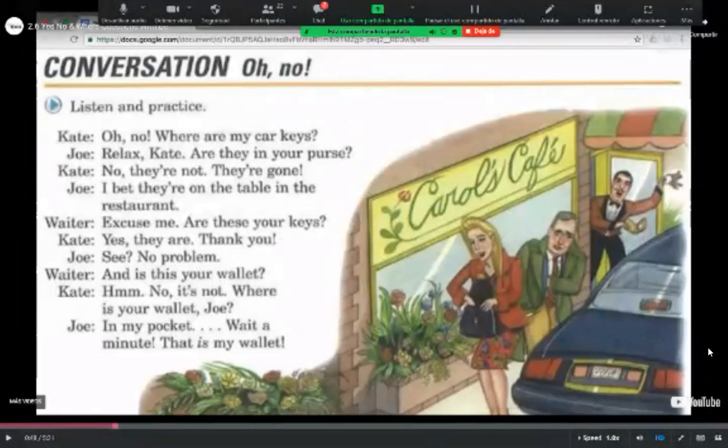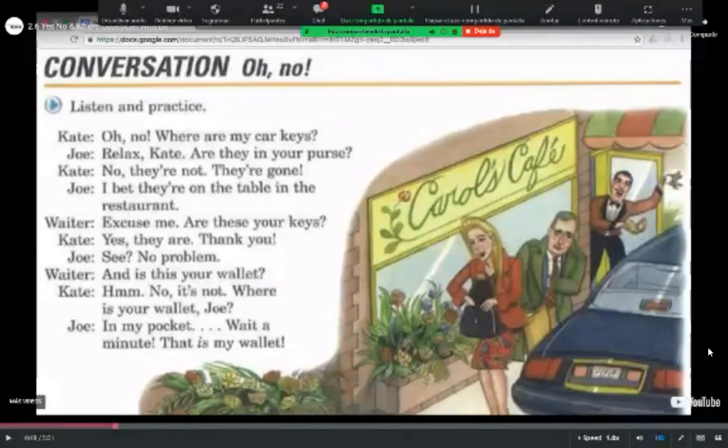All right, let's practice that conversation. Listen and repeat. Where are my car keys? Where are my car keys? Where? Y como keys, recuerda de algo que es plural, vamos a usar are. Where are my car keys? Again, where are my car keys?